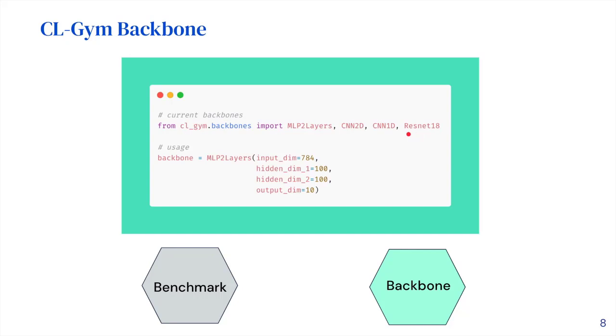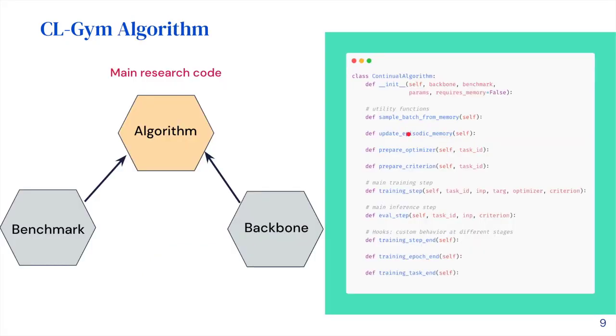your own created backbones. The third and most important component is the algorithm component, which is responsible for most of the research code. An algorithm component controls many aspects of training, such as the backward pass, modifying the optimizer, and creating a private memory for the replay buffer. In addition, the algorithm has customizable hooks that can implement customized behavior at different stages of training.